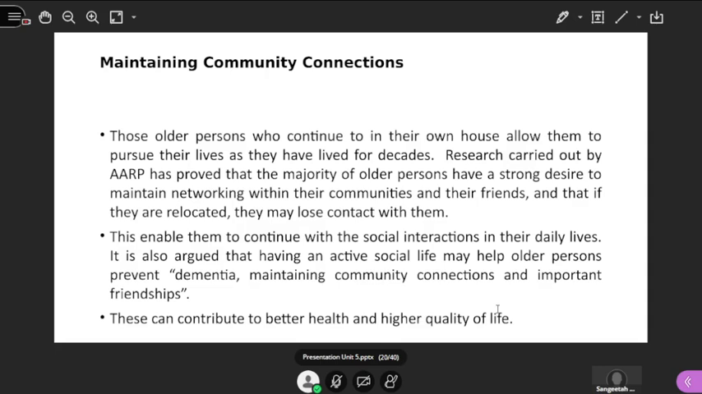Research carried out by AOP has proved that the majority of older persons have a strong desire to maintain networking with their communities and friends, and that if they are relocated, they may lose contact with them. This enables them to continue with social interaction in their daily lives. It is also argued that having an active social life may help older persons prevent dementia. Maintaining community connection and important friendships can contribute to better health and quality of life.